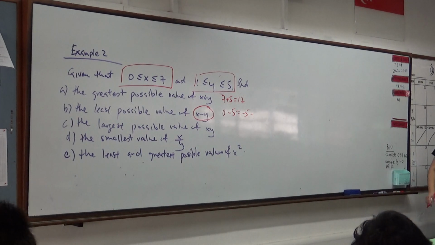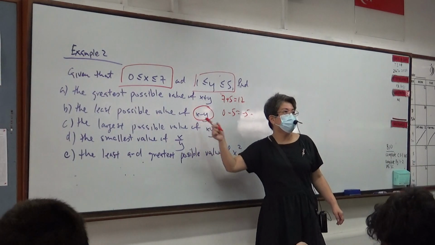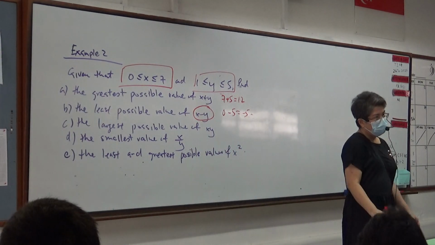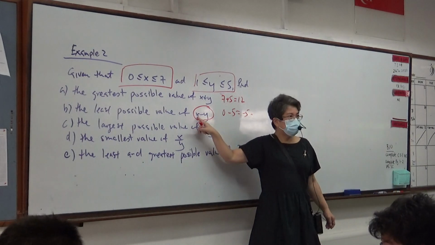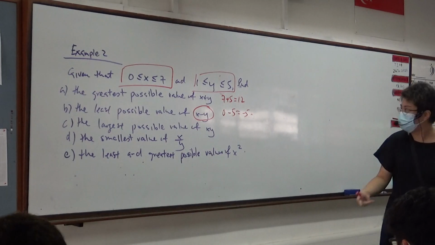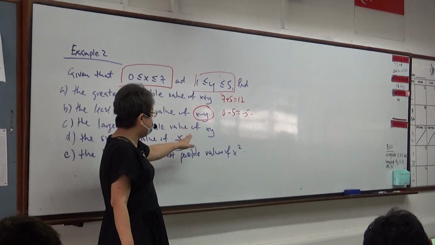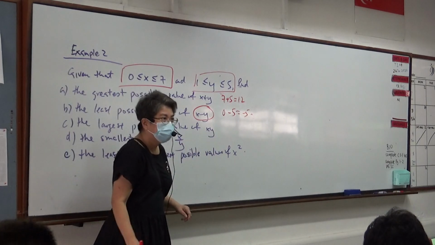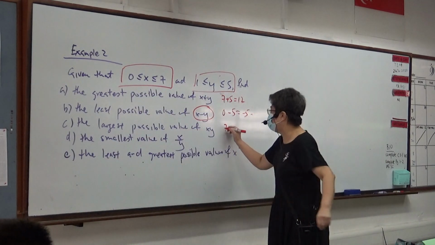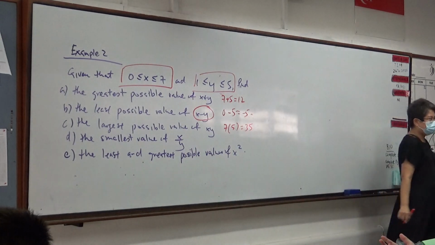Now, what if I want the greatest value? It must be the biggest minus the smallest. So you must think. Understand? Okay, next one. The largest possible value of xy, it must be the biggest times the biggest. So it's what? 7 times 5. Answer? 35.